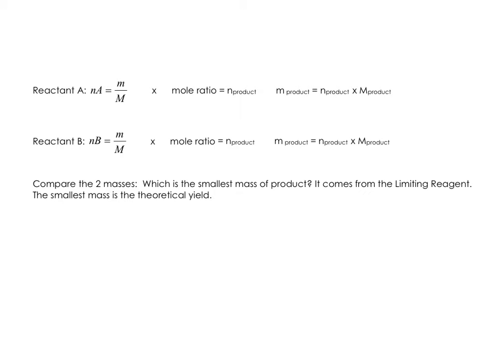So basically, these are the steps you're going to follow. You're going to calculate the moles of your reactant by using mass divided by molar mass. You're going to take that answer and multiply it by the mole ratio to figure out your moles of product. And then the mass of product is moles times molar mass. Do that again for reactant B. Whichever one of these two numbers is the smallest, that amount is your theoretical yield or your maximum yield, and the reactant that it came from is your limiting reagent.